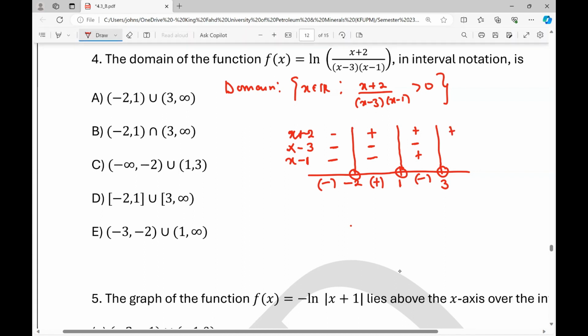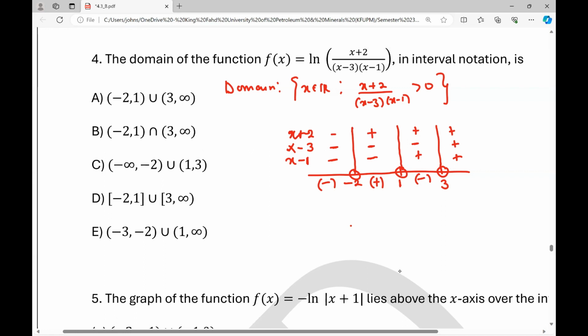Substitute 4. This will be plus, plus, plus. So you have 3 pluses. So eventually we'll have positive. So it means we are going to find minus 2 to 1 open, union, what? Union 3 to infinity. So this is it.